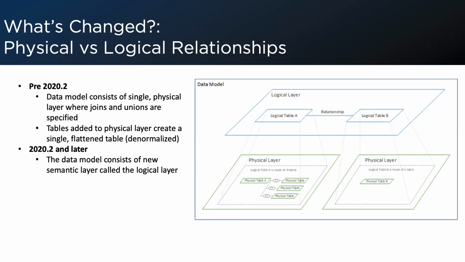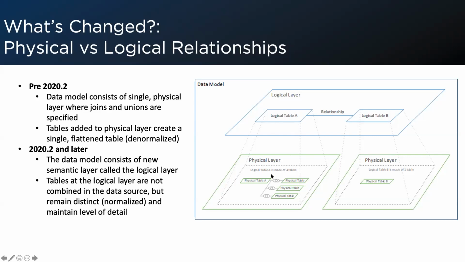But in 2020.2 and later, what we're doing is we're now creating a semantic layer that we're calling the logical layer. And this is the view that we want to focus on right here: we have essentially two separate logical tables that actually can contain physical layers. We'll go into that here in a second. But the tables at the logical layer are not combined or joined at the data source. They remain distinct and maintain a level of detail.